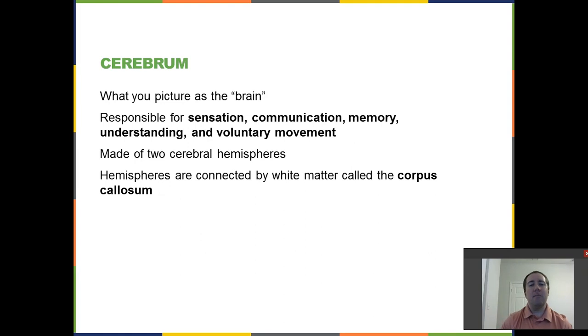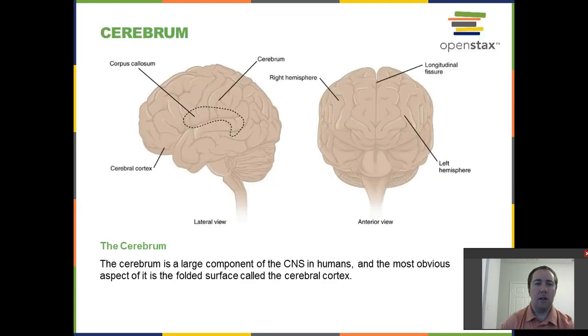The cerebrum is made of two hemispheres. Just like the Earth is made of hemispheres, we have the north and south hemisphere and the east and west hemisphere. We have two hemispheres. We have a left and a right hemisphere. Holding those two hemispheres together is some white matter called the corpus callosum. So this is the cerebrum.